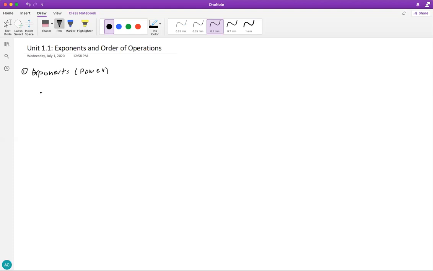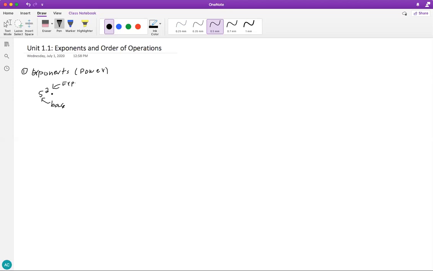It's something like 5 to the second power. This is an exponent, okay? What do we call 5? If 2 is the exponent, what's 5? It would be the base, okay? So this is what we call an exponent expression or an exponential expression.